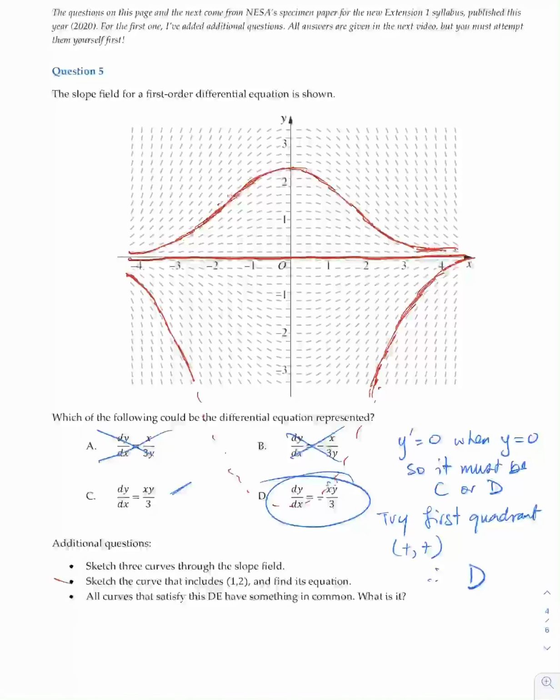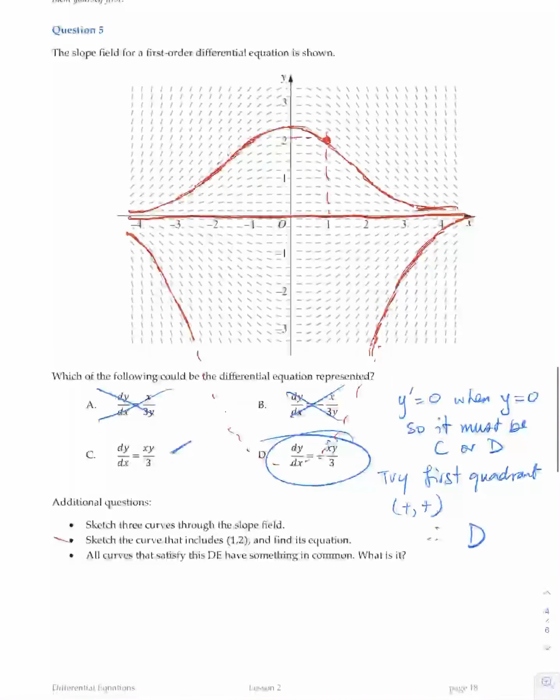Sketch the curve that includes 1, 2. Oh, I've sort of accidentally done that already, pretty much. So I'll take that and find its equation. So this is solving a differential equation. We have y dash equals negative xy on 3, and through the point 1, 2. So dy/dx is negative xy on 3.